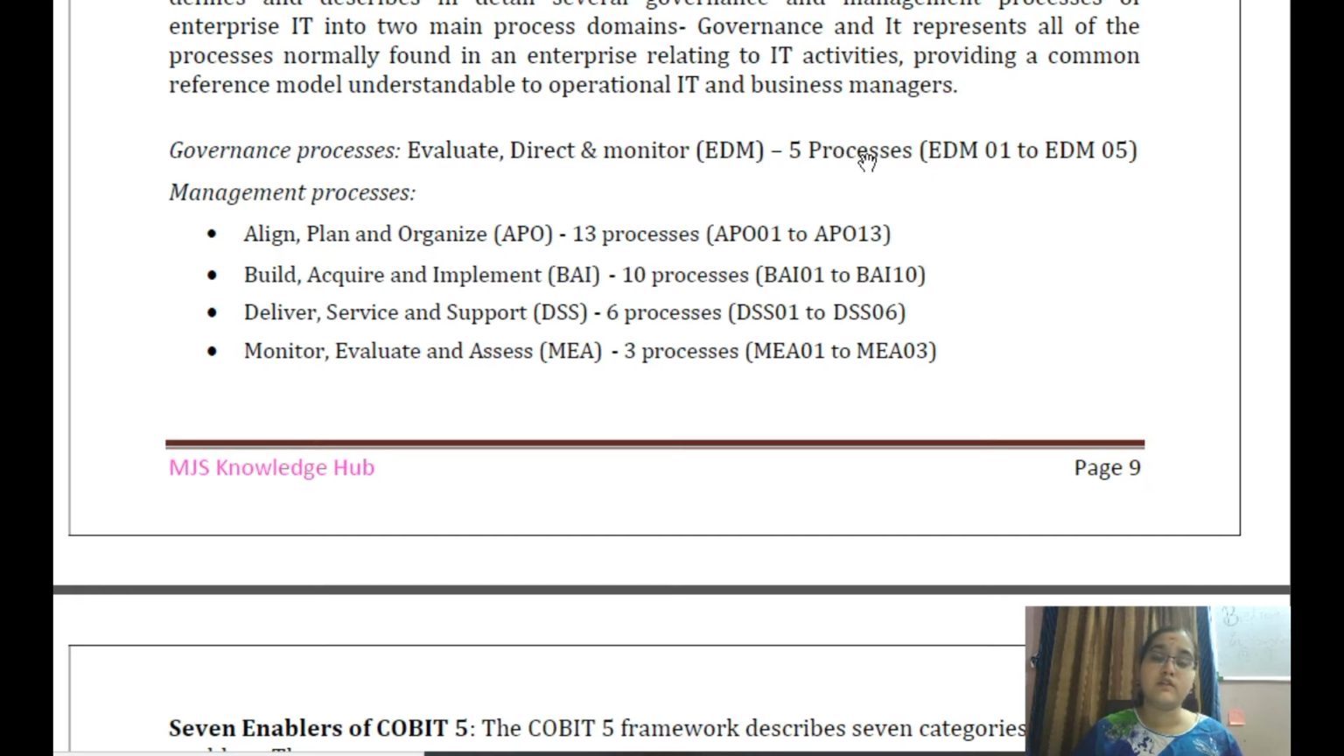EDM03. It will be focusing on ensuring risk optimization. It will help the enterprise to understand its risk appetite, and also it will try to see to what level the risk can be tolerated and understood. Then the second is the management process, in which there is one called align, plan and organize. It has a total of 13 processes, of which APO12 is for managing the risk. So a combination of EDM03 and APO12 will help ensure for the management that all risks are covered, and it will help the management be assured that risk management can be done effectively for the organization.